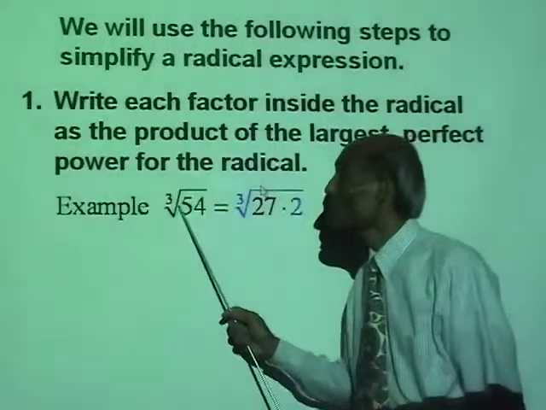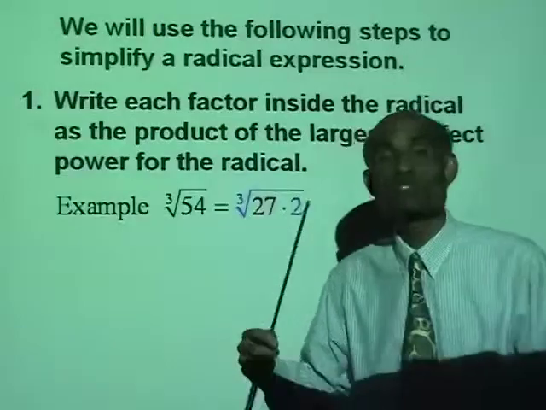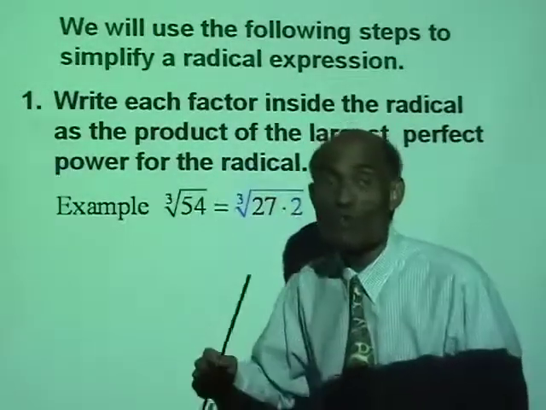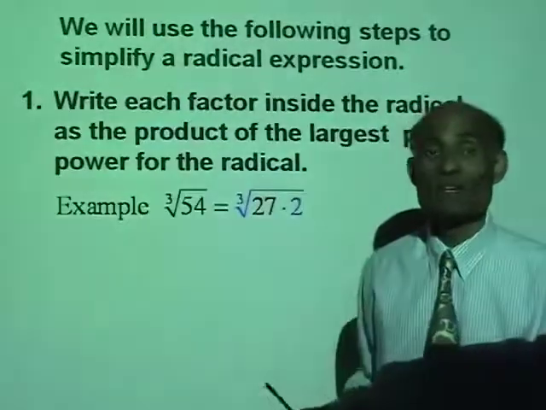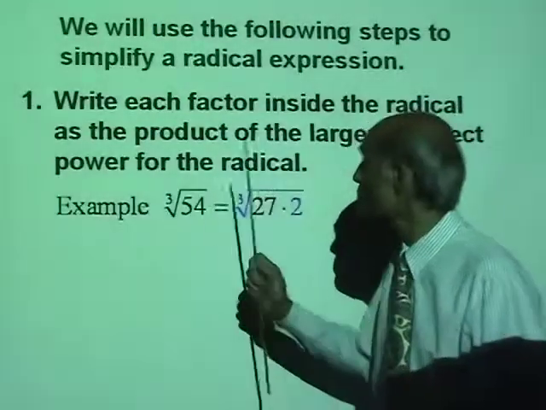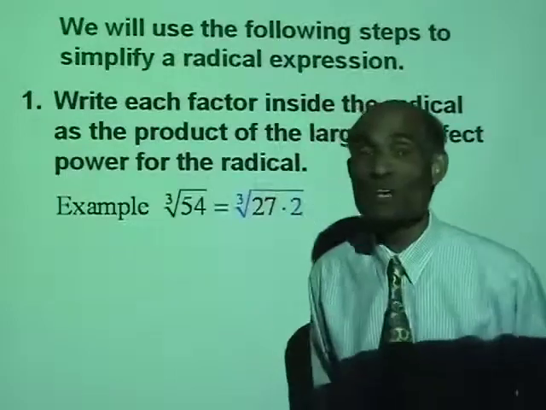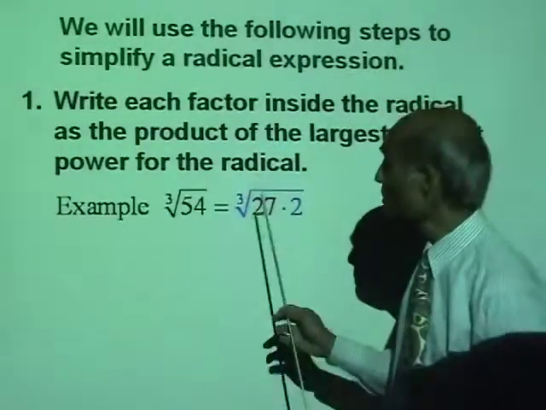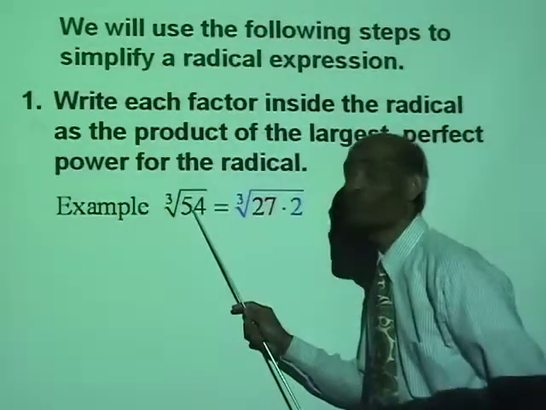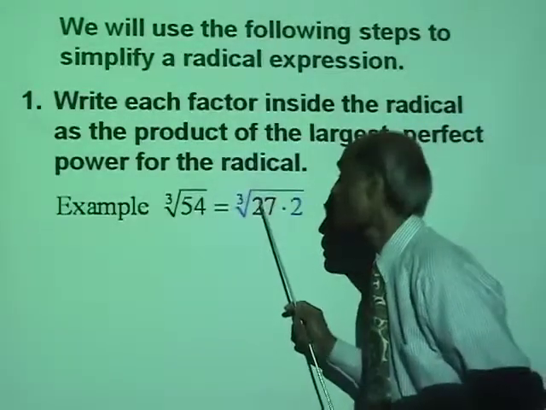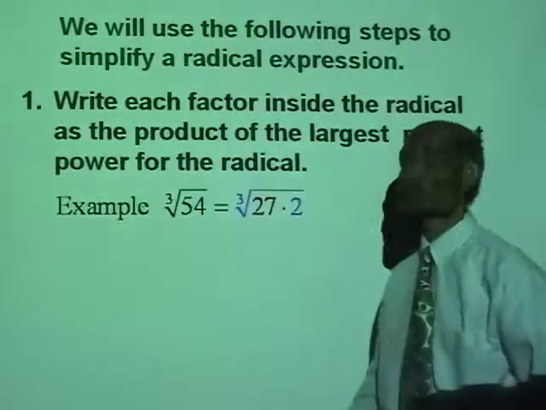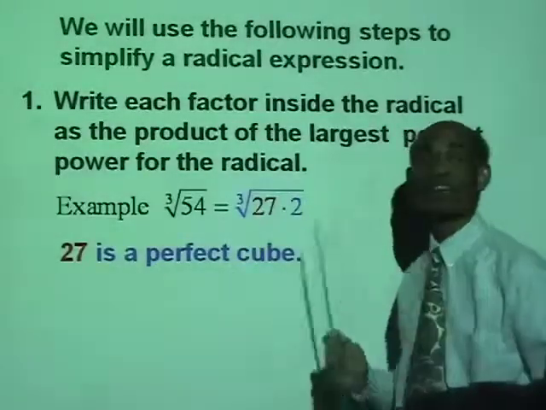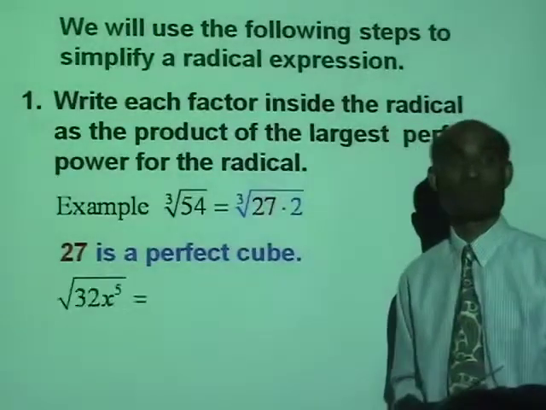Alright. Example, you want to now find the cube root of 54. Look at this. What is the largest perfect cube? You see the cube root, so you must look for the perfect cube. 27 times 2 is 54. And isn't 27 a perfect cube? Yes. So look at the way we wrote. Cube root of 54 is cube root of 27 times 2. That is the first step. 27 is the perfect cube.